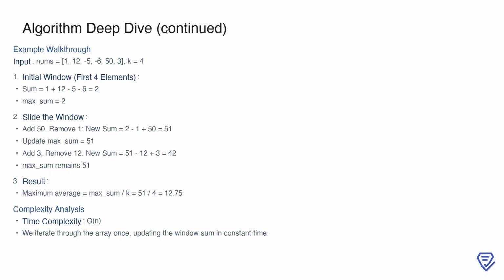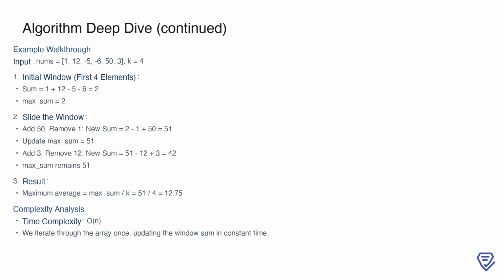Sliding the window again, we add the sixth element, 3, and remove the second element, 12. This results in a new sum of 51 - 12 + 3, which is 42. The maximum sum remains 51. Finally, we calculate the maximum average by dividing the maximum sum, 51, by k, which gives us 12.75.